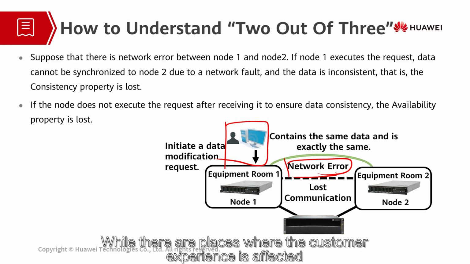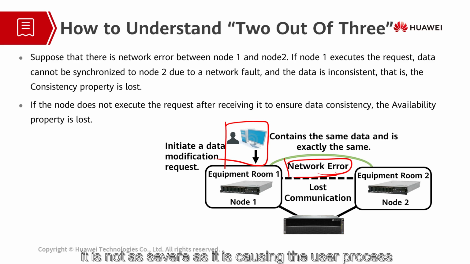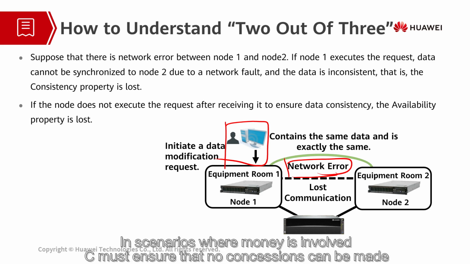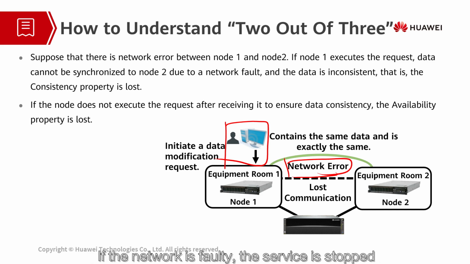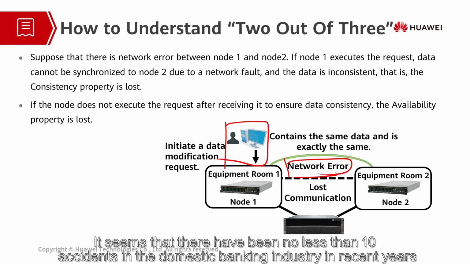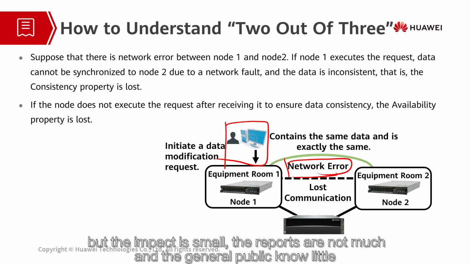While there are places where the customer experience is affected, it is not as severe as causing the user process to fail. In scenarios where money is involved, C must be ensured and no concessions can be made. If the network is faulty, the service is stopped. This ensures CA and discards P. It seems that there have been no less than 10 accidents in the domestic banking industry in recent years, but the impact is small. The reports are not many, and the general public knows little.